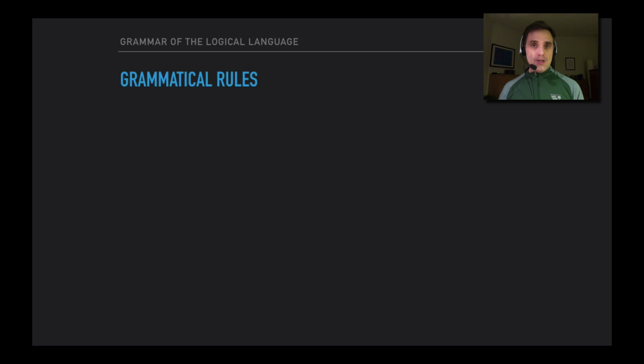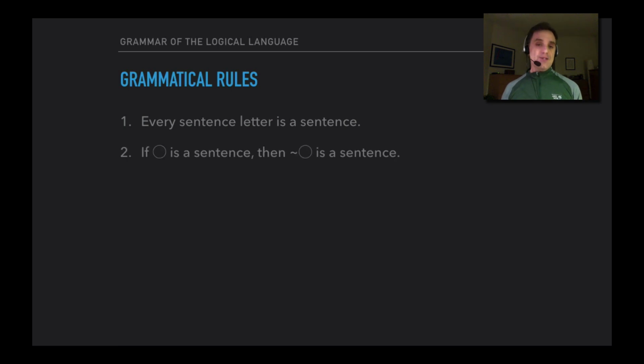So rules. The rules are going to tell us which things are sentences. Every sentence letter is a sentence. If you have a sentence, let's say P, but anything that's a sentence, if you put a tilde on the front, if you put a negation on the front, then you have a new sentence. This doesn't say which is true or which is false or anything like that. It just says if this is a sentence, so is that.